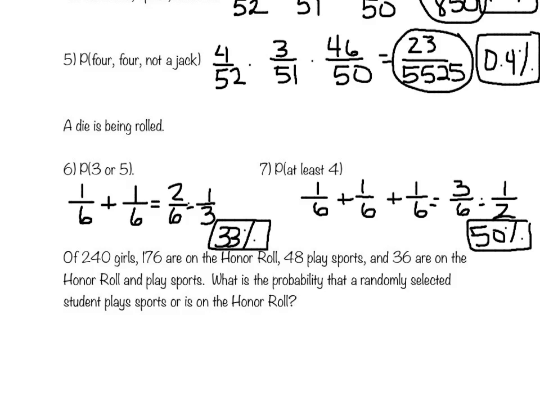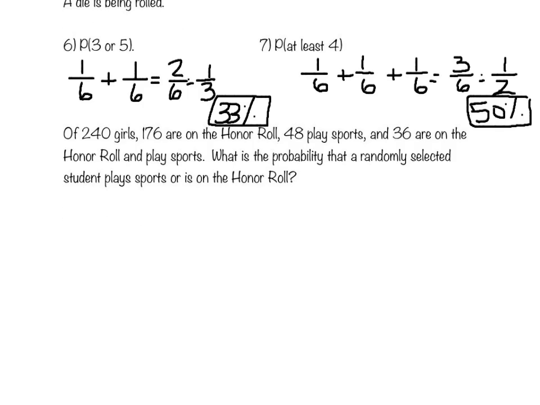Okay, let's move on. Of 240 girls, 176 are on the honor roll, 48 play sports, and 36 are on the honor roll and play sports. What is the probability that a randomly selected student plays sports or is on the honor roll? These events are not mutually exclusive. As you can see, there are some girls that are both on the honor roll and play sports at the same time. So these are not mutually exclusive.